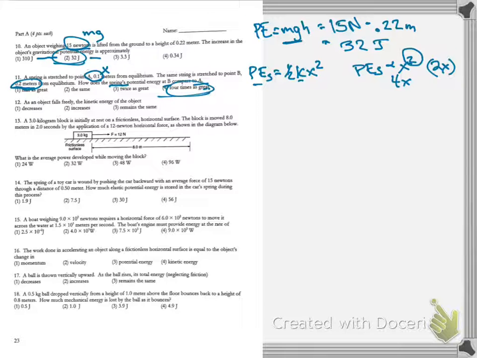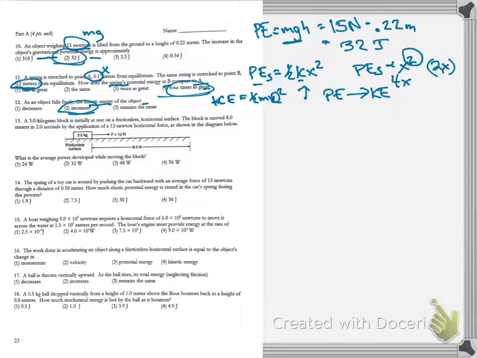As an object falls freely, the kinetic energy of the object. So kinetic energy is 1/2 mv squared. As it's falling, v is going up, so the kinetic energy is going to go up. Also, your PE is being converted into KE.